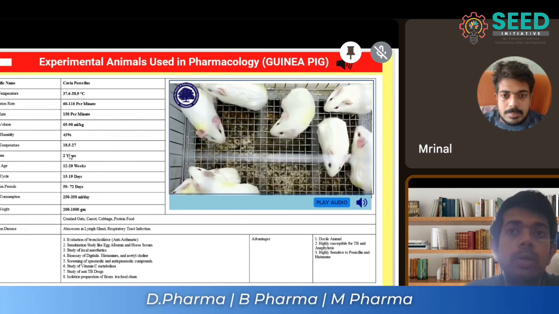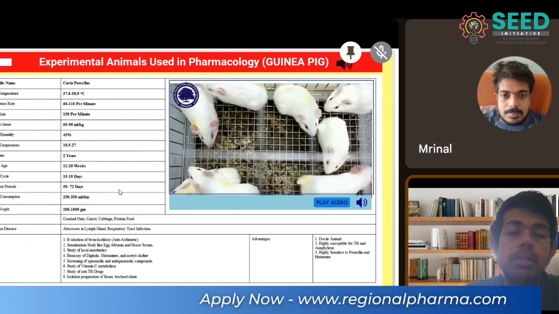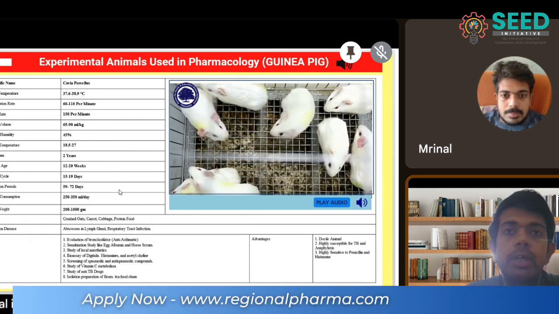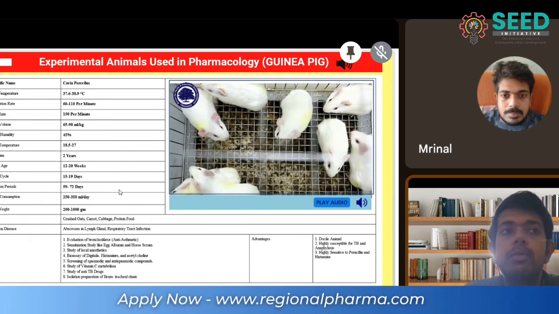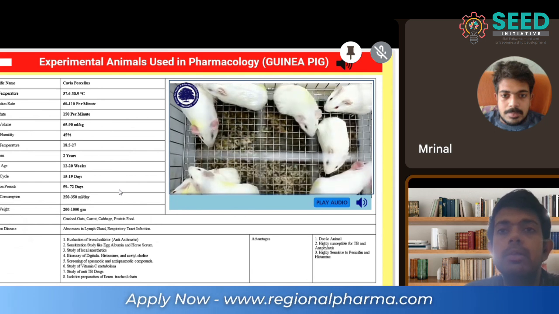What this animal likes to eat is crushed oats, carrot, cabbage, and protein-rich food. Common diseases are abscesses, fluid accumulation in lymph glands, respiratory tract infection, and other things. In which experiments is this animal used?